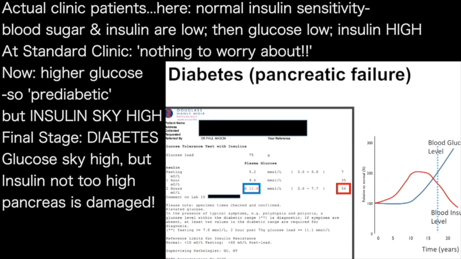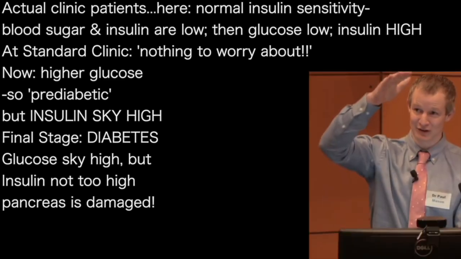Blood sugar's 11.4, that's diagnostic of diabetes at 2 hours. This patient would be told that they have diabetes. But have a look at the insulin. The insulin's actually not that high. This is demonstrating how the capacity of the pancreas to secrete insulin actually gets damaged when it's exposed to sustained elevated blood sugar levels, and your insulin level will then drop.